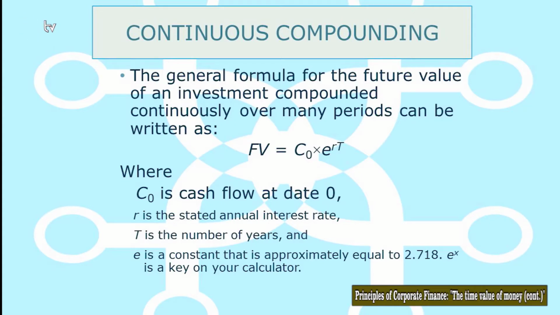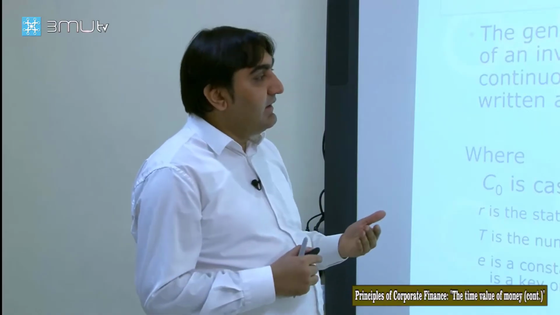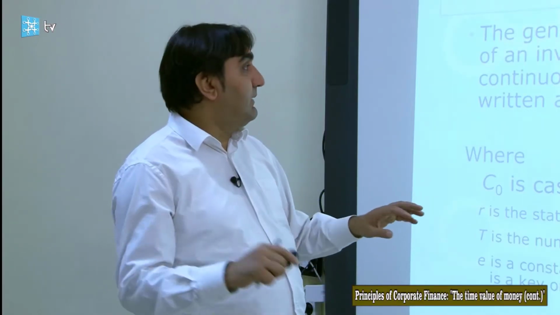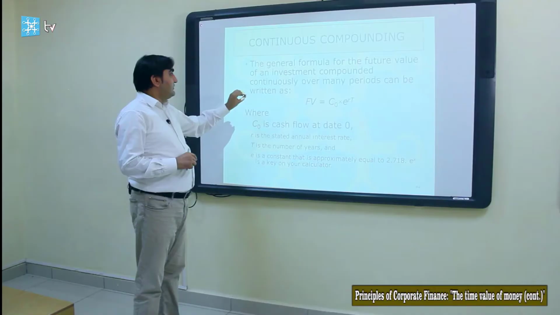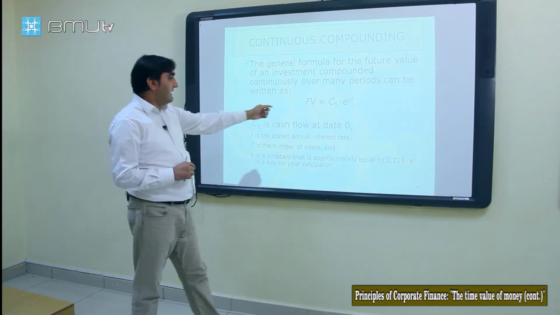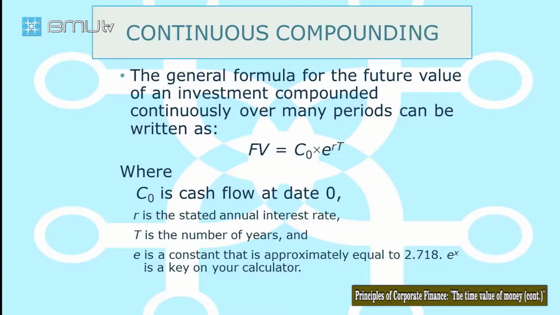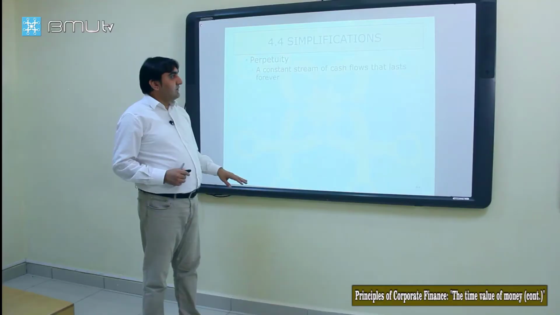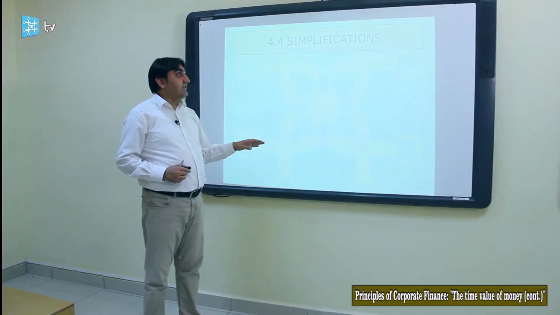Some financial institutions compound at high frequency, for example, daily. They may even compound hourly, even per minute, or even secondly, and it may go to continuous compounding. The general formula for future value of an investment compounded continuously over many periods can be written as future value equals present value times e to the power of r times t. So e is a constant that's approximately equal to 2.7. So this is effective annual rate calculation.